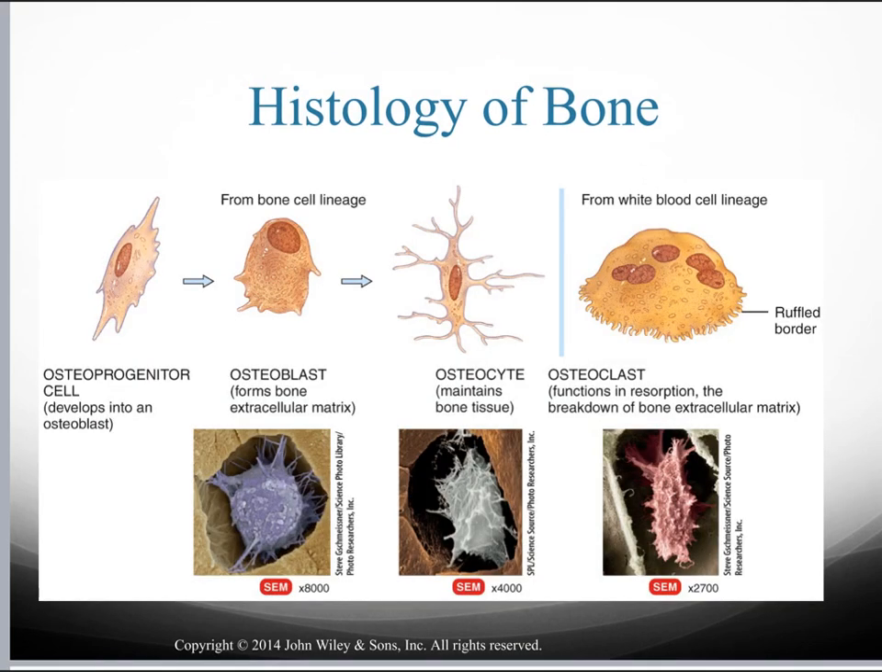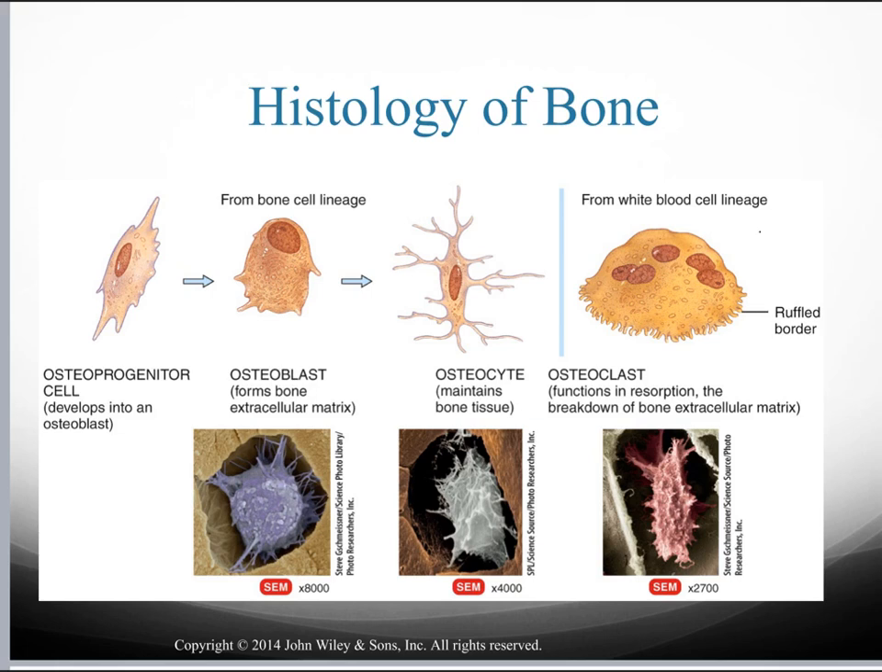So let's take a look at some of these cells and what they give rise to. Our osteoprogenitor cells develop into an osteoblast. The osteoblast forms the bone extracellular matrix, so lays down those collagen fibers, and then differentiates into an osteocyte, which is there to maintain and monitor that bone tissue.